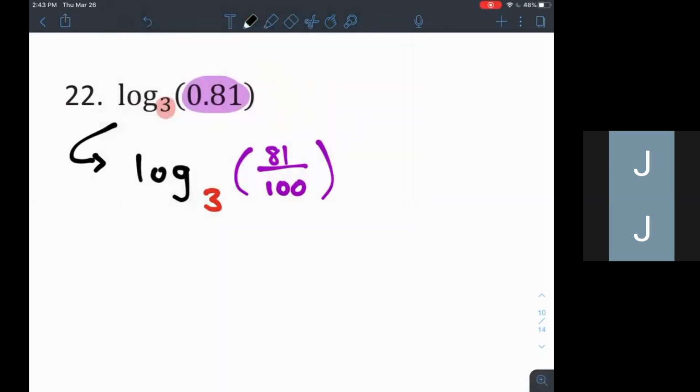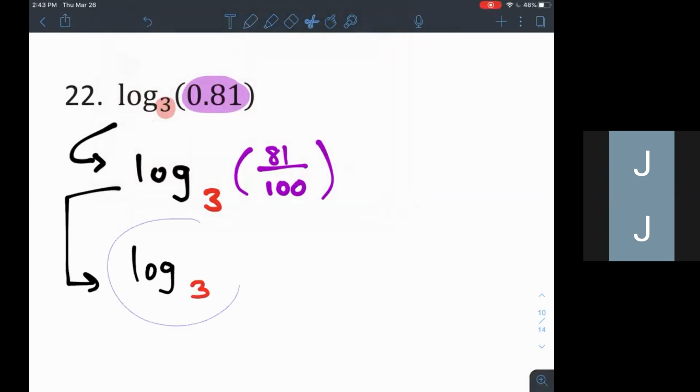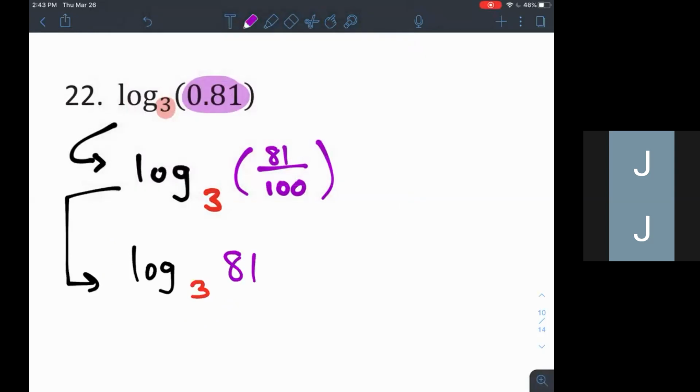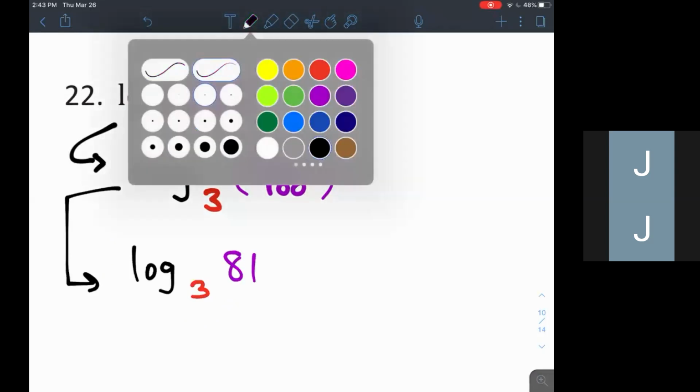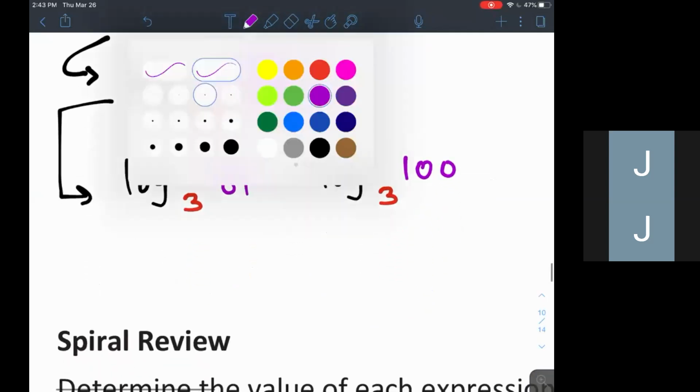When I use the quotient property, what's going to happen here is I'm going to get log base 3 of our numerator, 81, minus log base 3 of our denominator, 100. Now what we've done is we have executed the quotient property to turn this into two logarithms. The first thing I'm going to do from here is work with the left part of my expression.